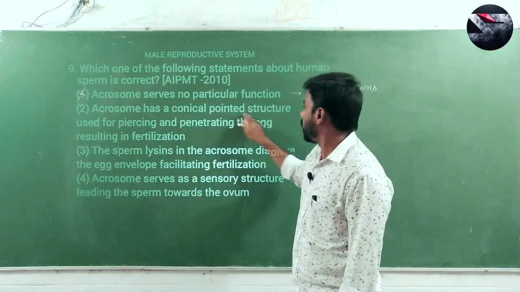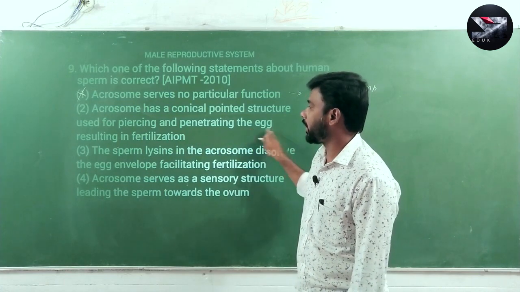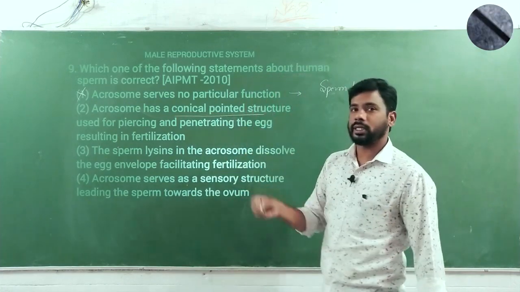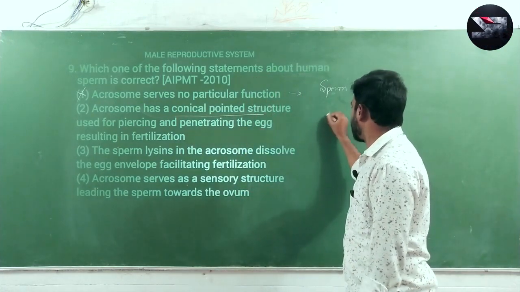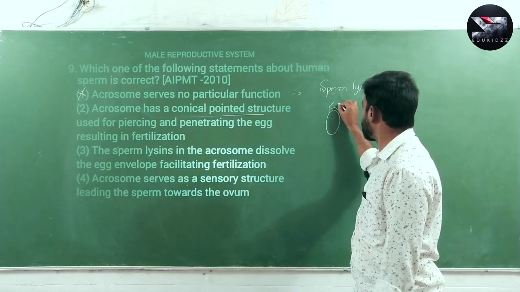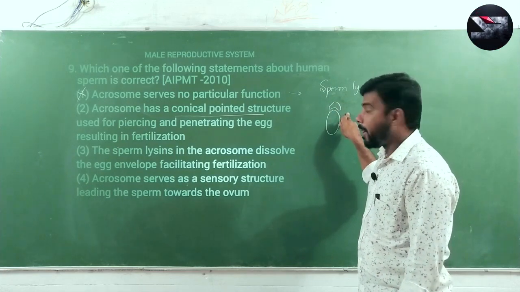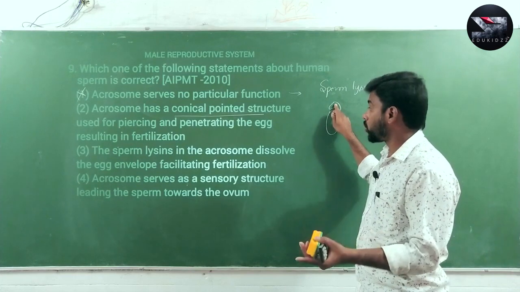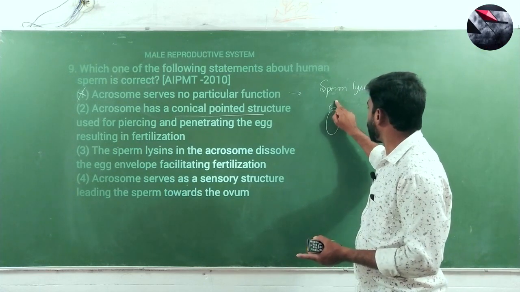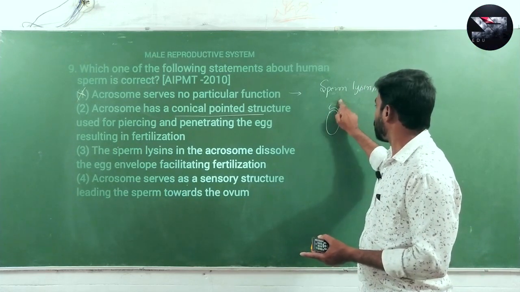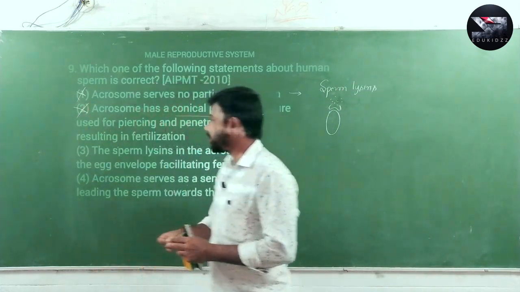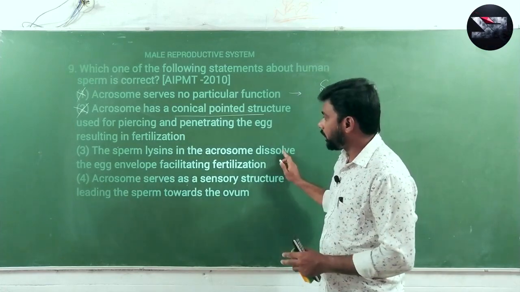And the acrosome has a conical pointed structure used for piercing and penetrating the egg, resulting in fertilization. Of course, the acrosome has a conical pointed structure. If you observe the structure of the sperm properly, this one is the sperm nucleus, and here at this region you can see the presence of the acrosome. It is a conical pointed structure. But someone may think that because of this conical structure the sperm can penetrate the egg. That is not possible. As I said earlier, when it comes in contact with the egg cell, this membrane will burst and release the enzymes present in it. So this is also not the right answer. It cannot pierce the egg cell. So as I said earlier, the right answer is option 3.